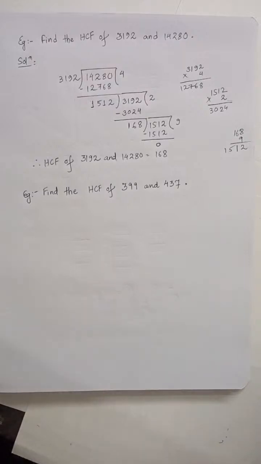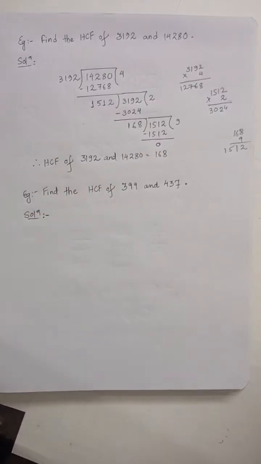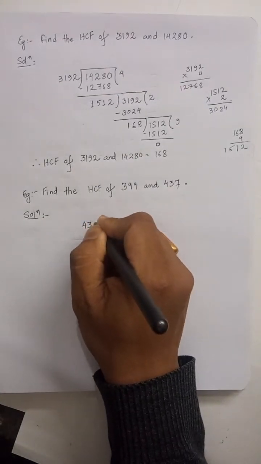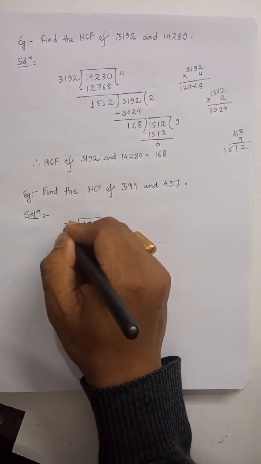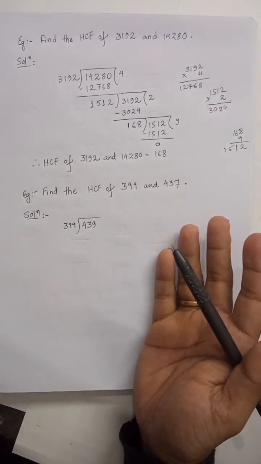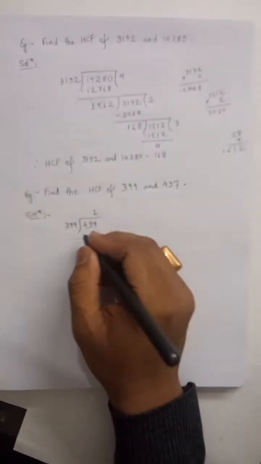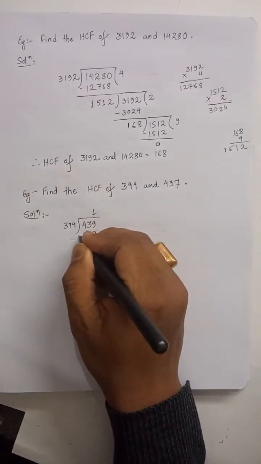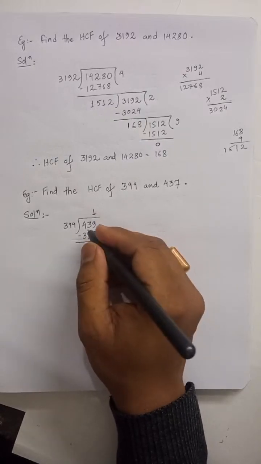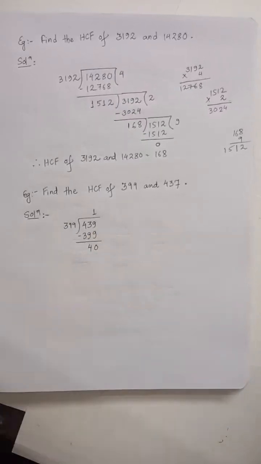So let's find the HCF of 399 and 437. So 437 divided by 399. So obviously, 399 into 1 is 399, and if we multiply it by 2, this will be somewhere around 700 something. Okay, so let's take 1. 399 into 1 is 399. 9 minus 9 is 0. 13 minus 9, 4. Okay, so we have 40.